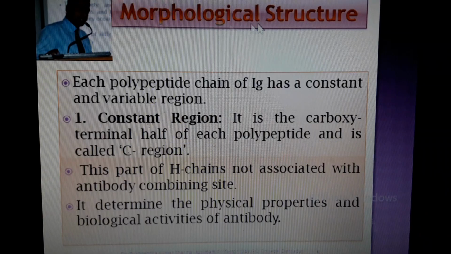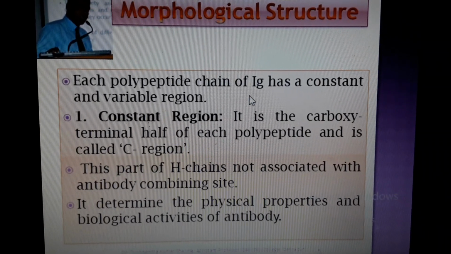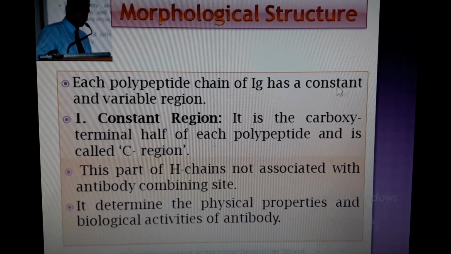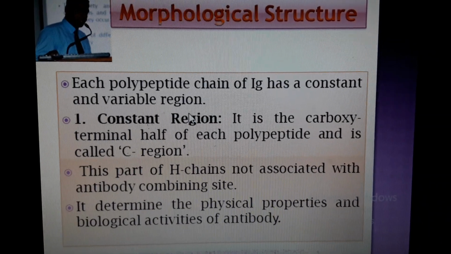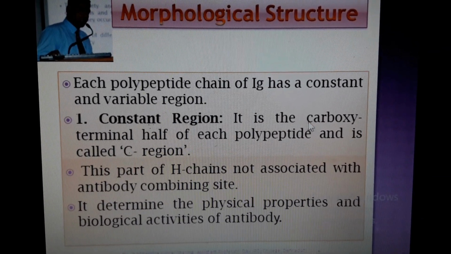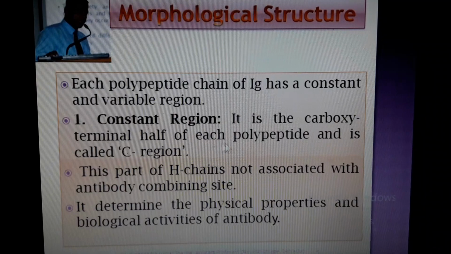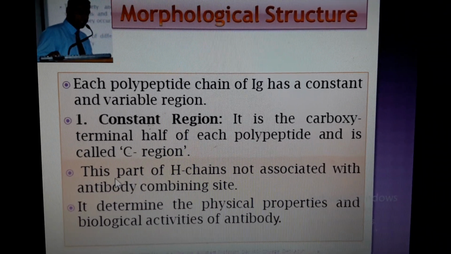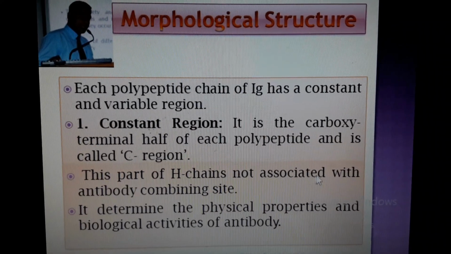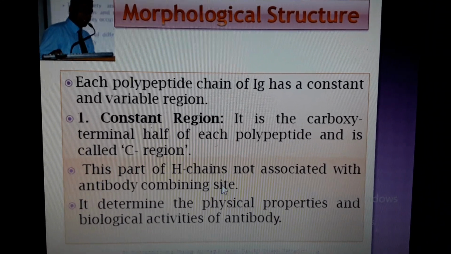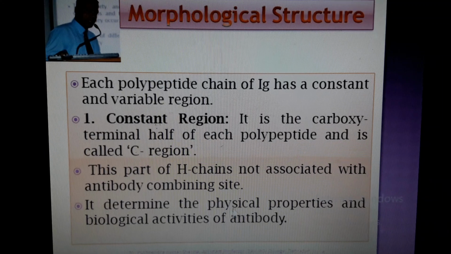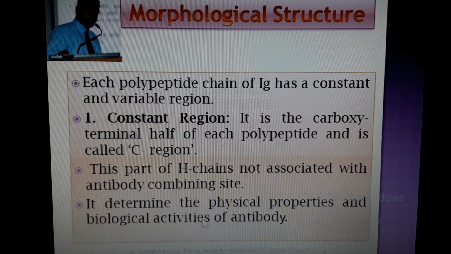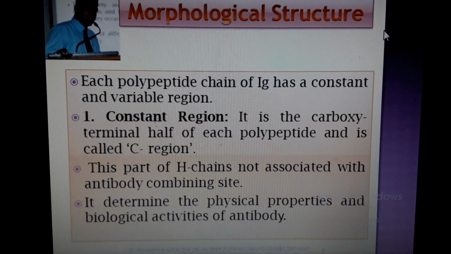Now the morphological structure. Each polypeptide chain of immunoglobulin has a constant and variable region. First, about the constant region. It is the carboxy terminal half of each polypeptide and is called C region. This part of H chains is not associated with the antibody combining site. It determines the physical properties and biological activities of the antibody.